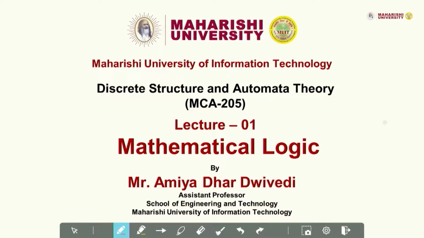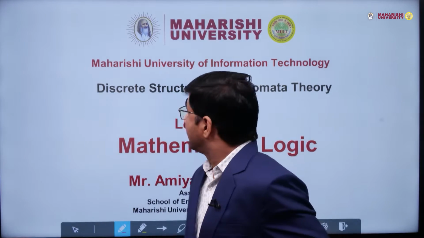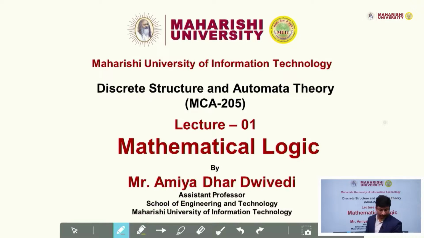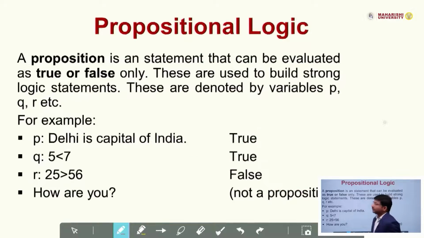It is used to develop reasoning and logic in mathematics. So let us start the first topic, which is mathematical logic. First of all, proposition. What is proposition? As you know, you already know the statements. Here what we are going to do is develop logic which can be implemented on a machine.